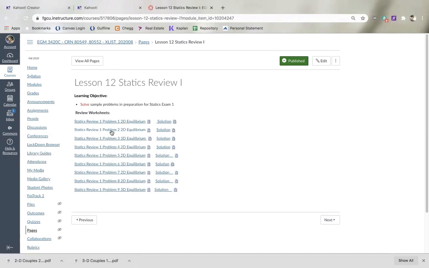Like I said, these are literally 3 exams. 1 through 3 was exam 1, 4 through 6 was exam 2, and 7 through 9 was exam 3. So if you print these out, you literally have 3 practice tests that you can time yourself and do.